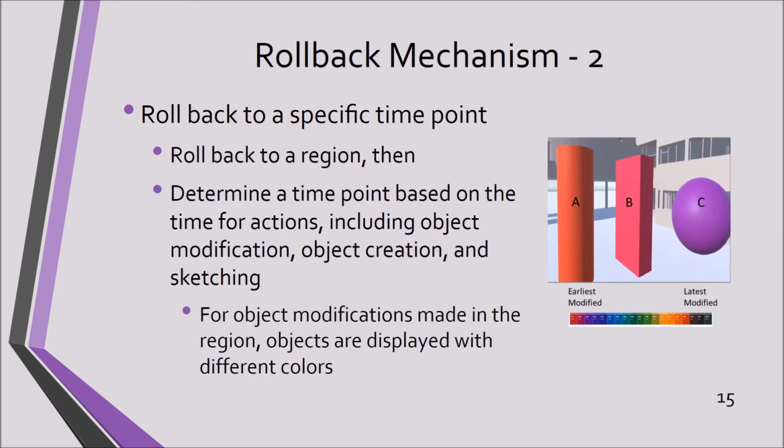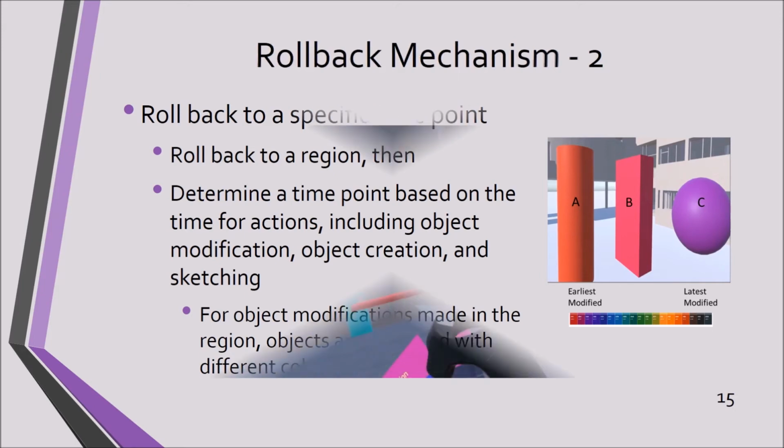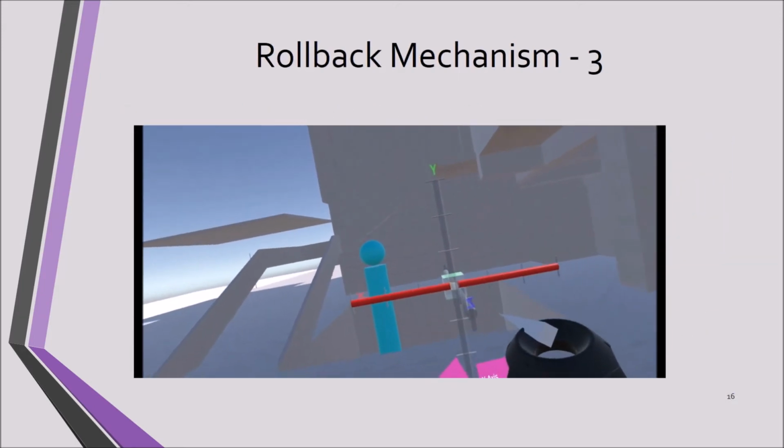Since participants usually have a clear memory about where the actions happened and when they happened, to support rollback to a specific time point, we first revert to a specific region and then select an object that was modified or created in the region to confirm the desired time point. The objects that were modified or created are rendered and highlighted at the positions after modification with color coding for the order in time. Here is the demo video of rollback.